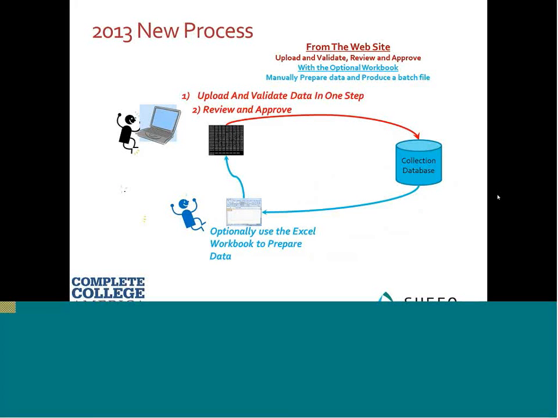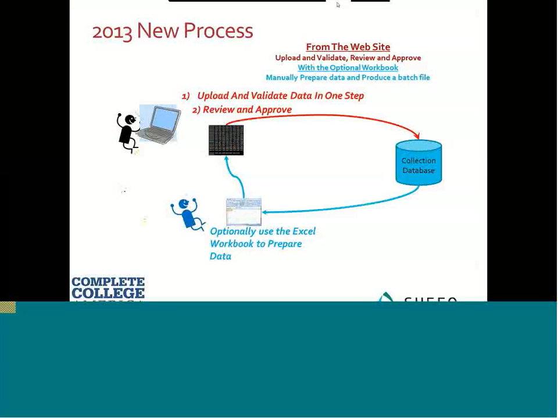If there are errors after you upload it, then the theory is that you should correct those errors at the source. So if your data system produced an error, it's either a problem with the data or a problem with your code that produces the batch files, then the error should be fixed there, and then you just upload it again and then approve it.